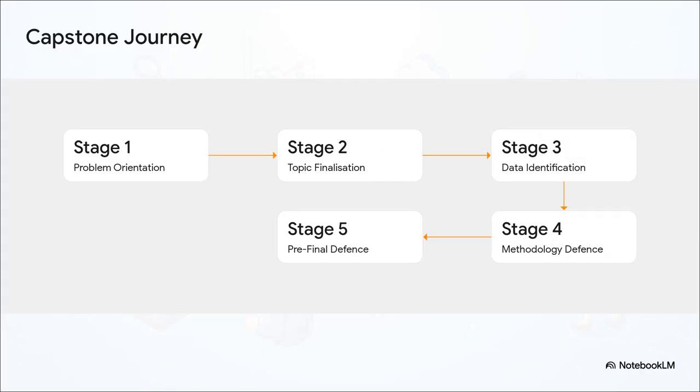So here they are, the 5 key stages of your journey. You can see the logic, right? You start really broad with problem orientation, just figuring out the landscape. Then you nail down your topic finalization. From there, it's data identification. What are you going to use? Then you defend your approach in the methodology defense. And finally, you have a pre-final defense as a sort of dress rehearsal. The beauty of this structure is that it gives you constant feedback. It's designed to kill that last-minute panic, and maybe more importantly, it helps you build those real-world skills like project management and just talking to stakeholders and keeping them in the loop.